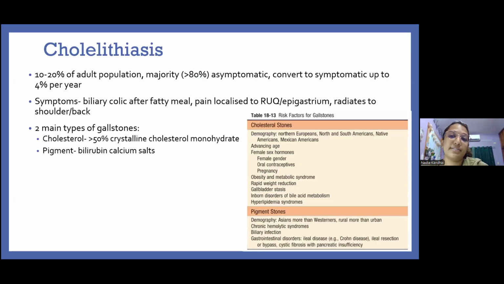Cholelithiasis affects 10 to 20% of the population, and the majority of these patients are asymptomatic with a conversion rate of up to 4% per year. The symptoms we know as biliary colic after a fatty meal with pain localized to the right upper quadrant and epigastrium with radiation. There are two main types of gallstones we know. The cholesterol stones are more than 50% crystalline cholesterol monohydrate, and pigment stones are made up of bilirubin calcium salts.